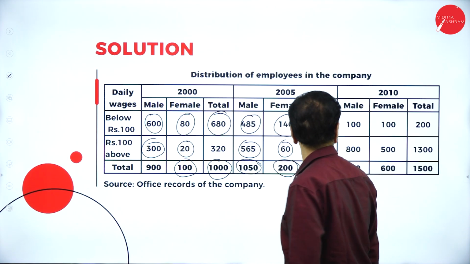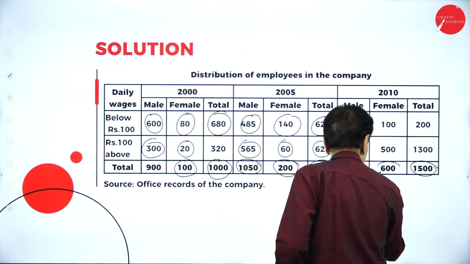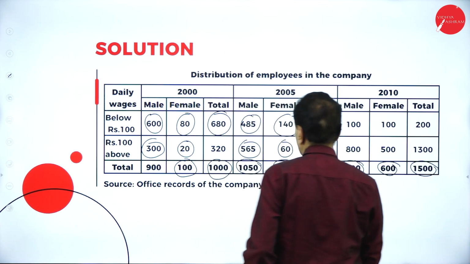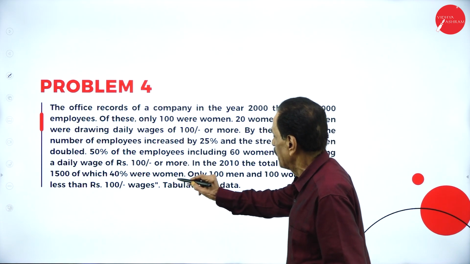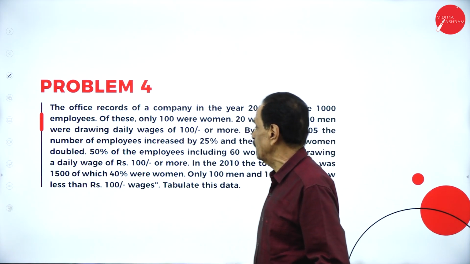Then in 2010, the total strength was 1,500, of which 40% were women. 40% of 1,500 is 600 women. The balance goes to male, 900.